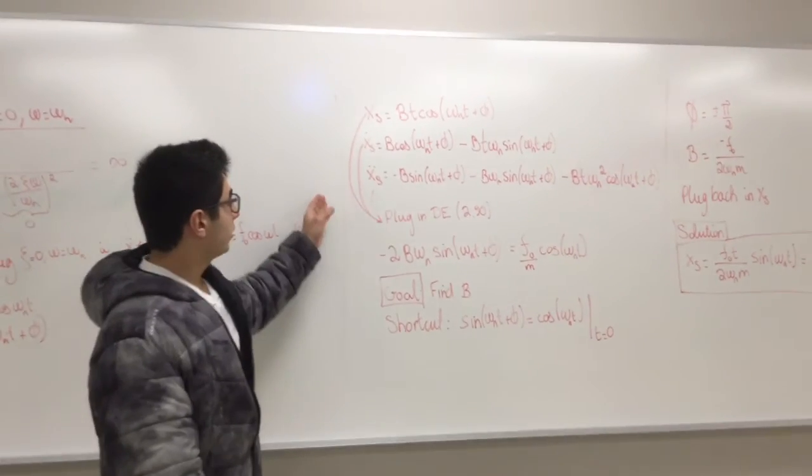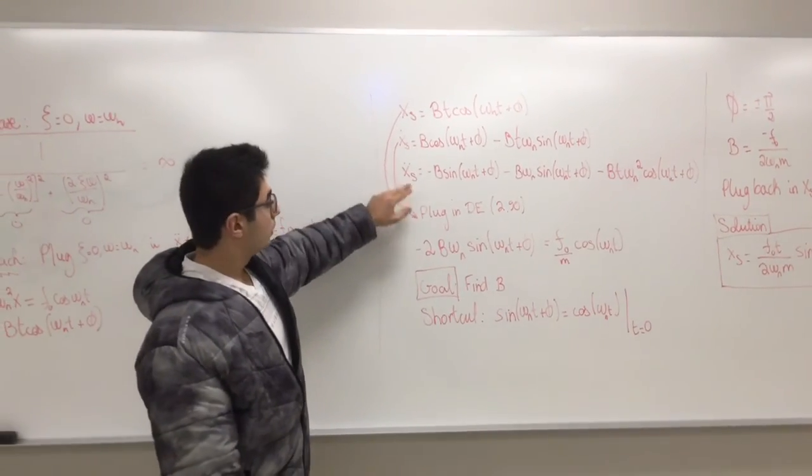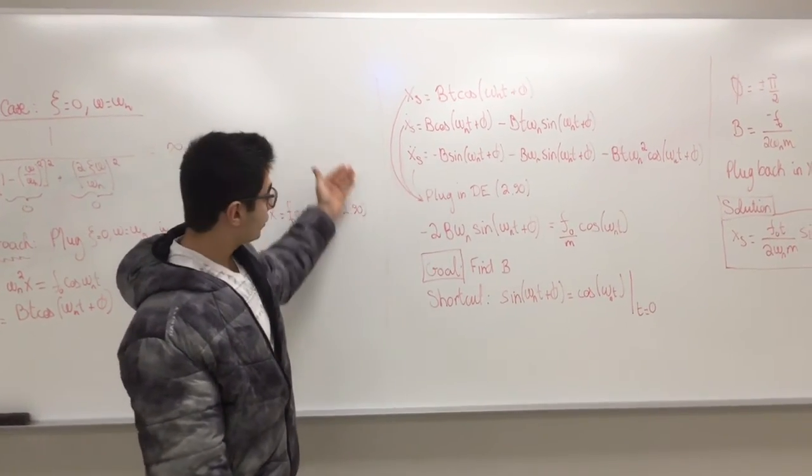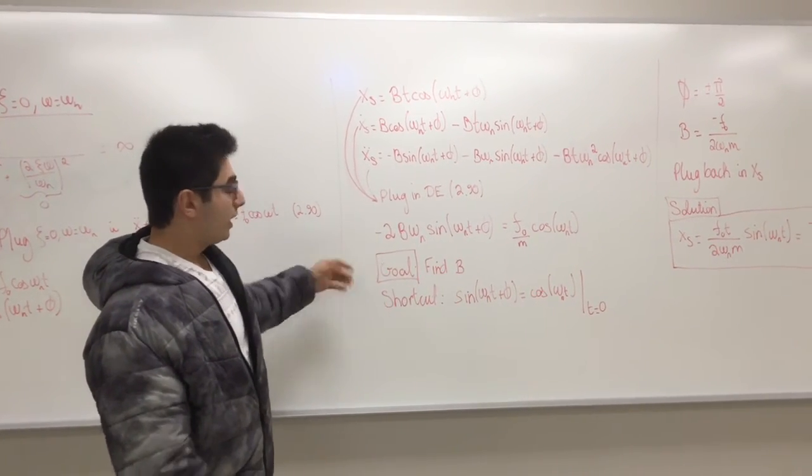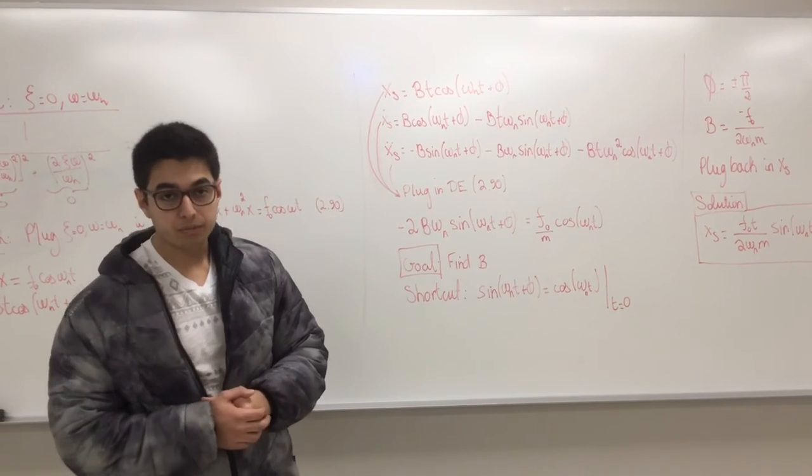We are going to take the derivative of the steady state solution twice and plug all three equations into 2.90, which will give us this equation. And our goal here is basically to find the coefficient b.